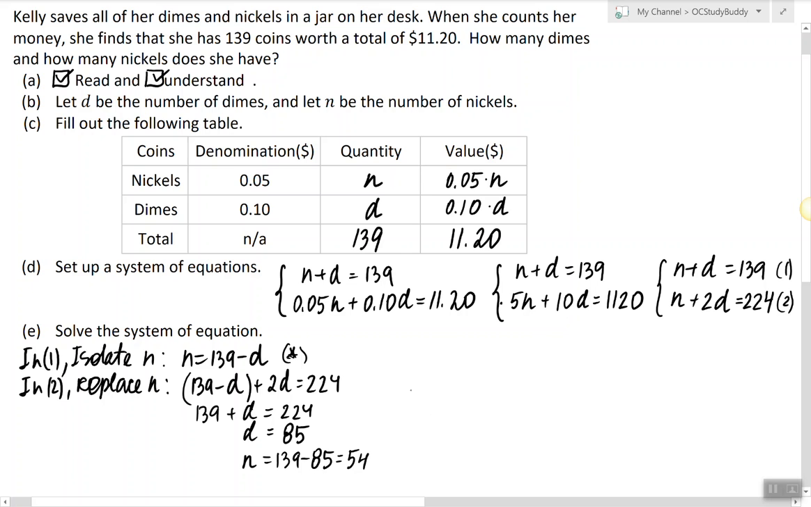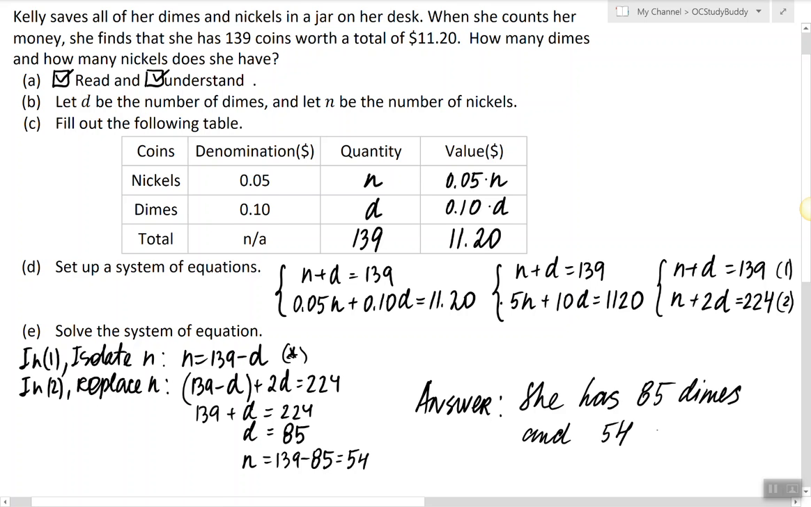So the answer is, remember, we have to answer the question in the same way it was asked. So if it's a word problem, we have to write the answer in a complete sentence. So how many dimes and how many nickels does she have? She has 85 dimes and 54 nickels.